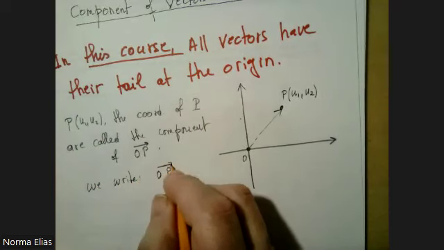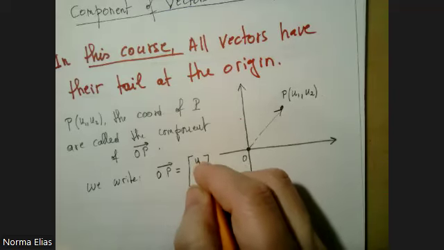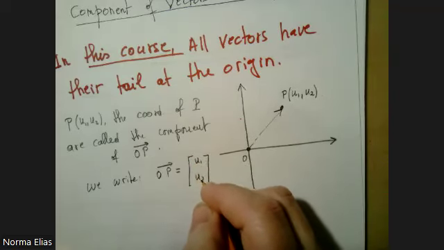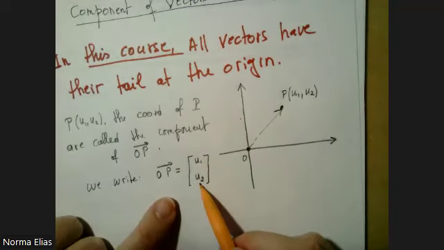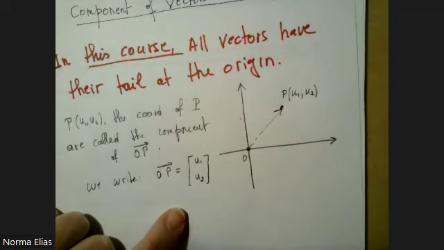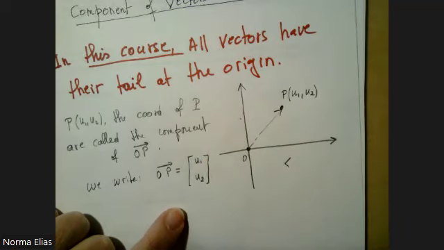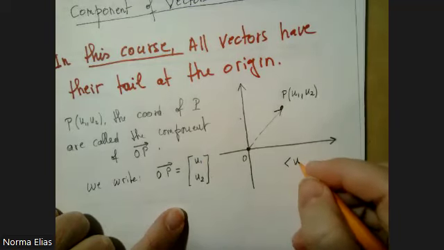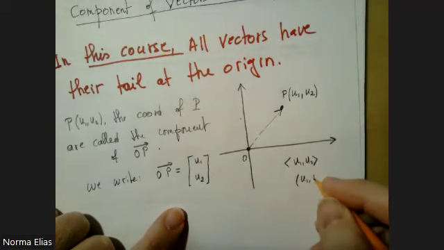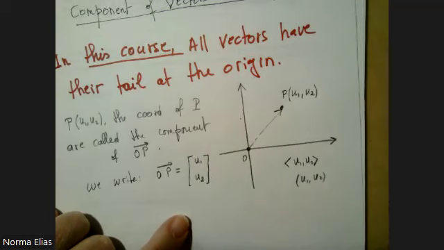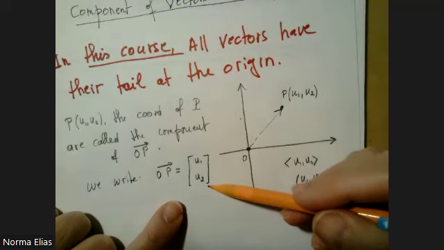OP, the vector OP, is equal to U1 and U2. Okay, here is another comment also. When you see vectors in 261 or in physics, every book writes a vector differently. Sometimes you write the components U1, U2. In this course, when we denote a vector, we usually denote it by a 2 by 1 matrix.